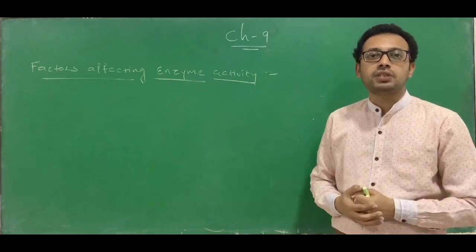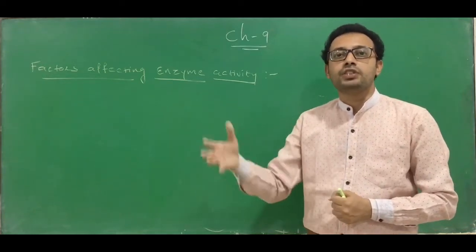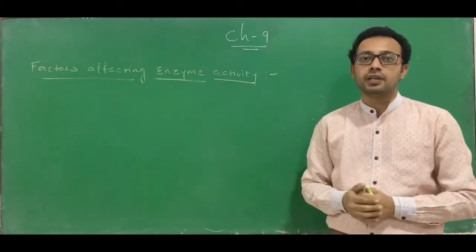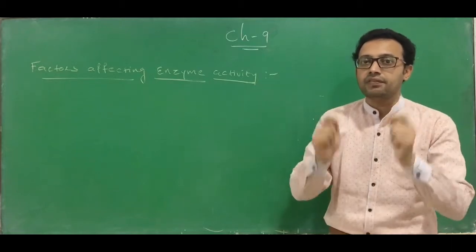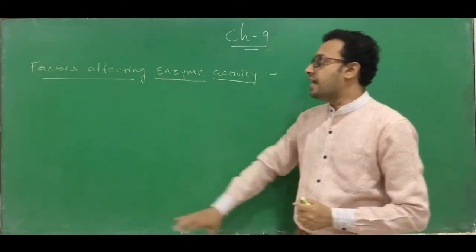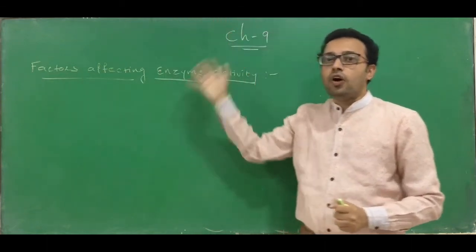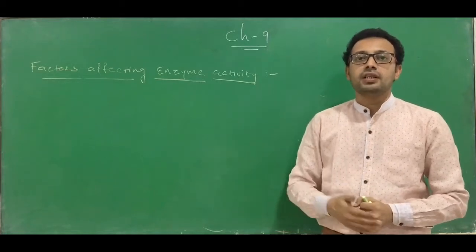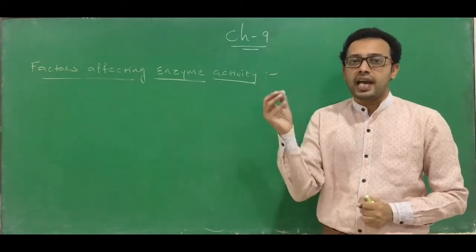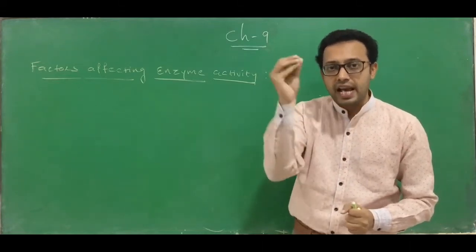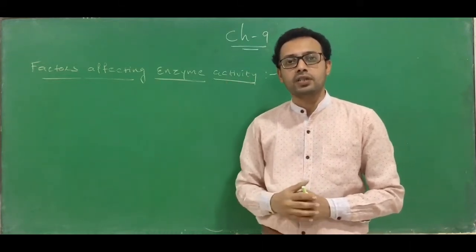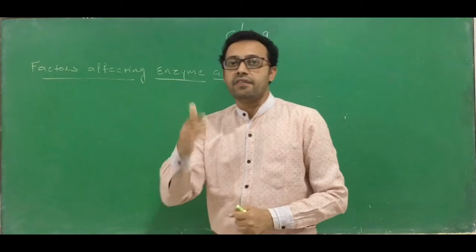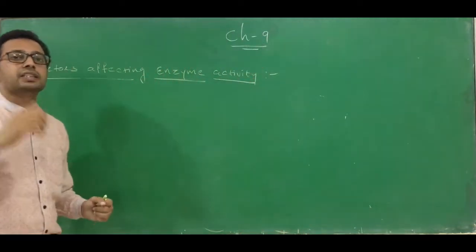Active site, you know the meaning of active site. Active site is the crevices or the pockets which are formed, and this is necessary for the activity of an enzyme. Remember, the active site is necessary for the activity of an enzyme. But any factor that alters the active site or alters the tertiary structure of a protein affects the enzyme activity, and such factors are called factors affecting enzyme activity.